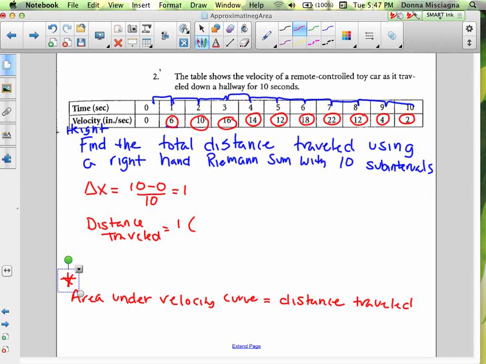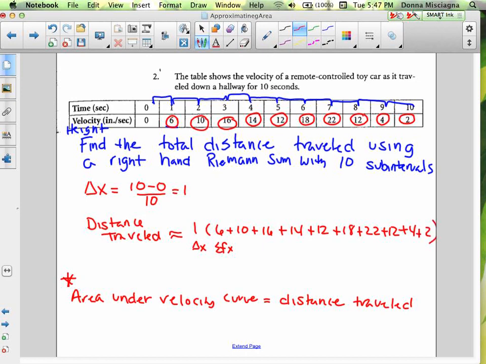We're going to take the heights of the rectangles. I should really put that this is approximate, because a Riemann sum is an approximation. So that's 1 times, because this is the change in x, and then the sum of all the heights: 6 plus 10 plus 16 plus 14 plus 12 plus 18 plus 22 plus 12 plus 4 plus 2. And that is 116.